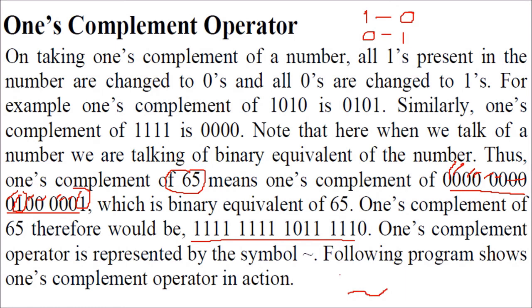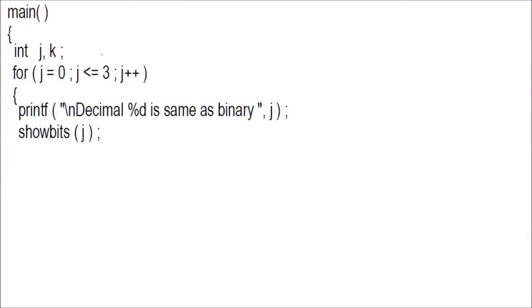You can find it on your keyboard above 6. Press shift and press 6, you will get this sign. This is the program for the same. From 0 to 3 we are moving and we want to find out the binary. So this is j, we are passing it to show bits. As I suggested, show bits is going to give you the binary equivalent.